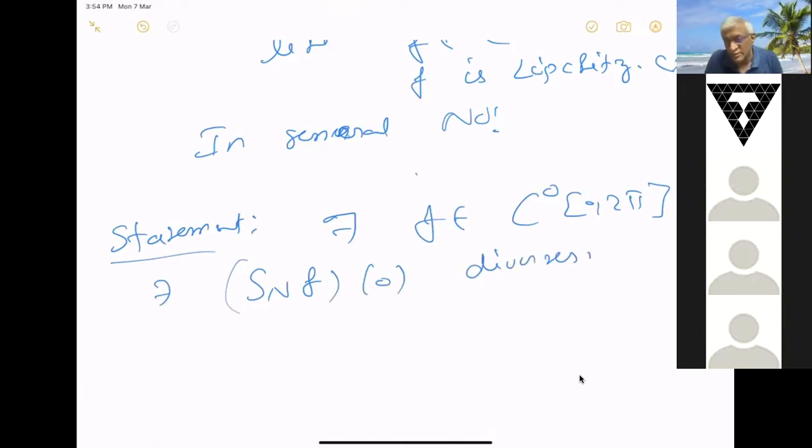For a fixed t, if it is convergent, it should be bounded. It's not bounded, so we will not have pointwise convergence. That's what we want to prove. To prove this, we will prove some lemmas and other things, and finally we will use the uniform boundedness principle.